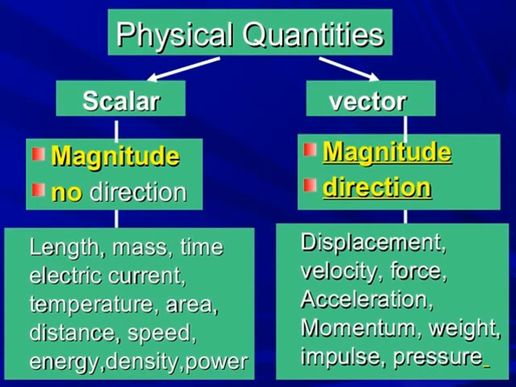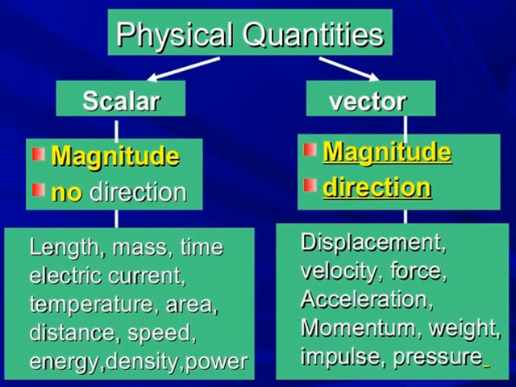just to introduce the O-level syllabus of physics, the first topic is about physical quantities and the introduction to these physical quantities. We will just differentiate these two quantities initially in terms of scalars and vectors. Now, what are the scalar quantities? Scalar quantities are those quantities which have magnitude and they don't have any direction. There are so many examples, just like length, mass, time, electric current, temperature, area, distance, speed, energy, density, power, and there are so many examples of scalar quantities.